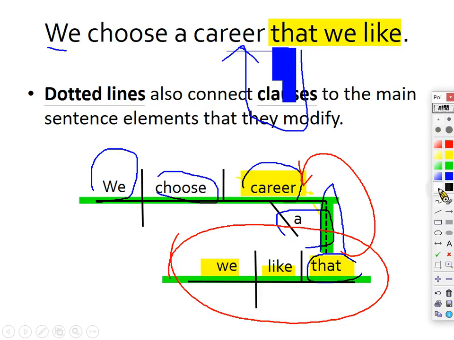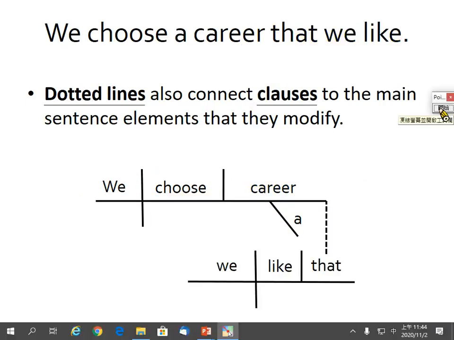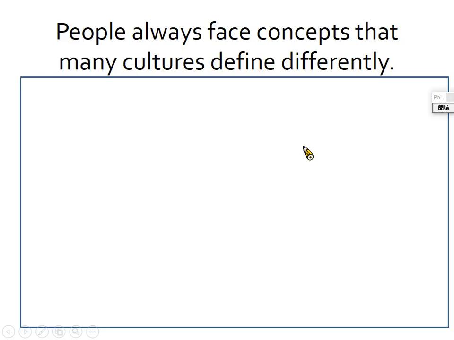So this declaration can be taken off, is that right? Because it's just a declaration. So we choose a career. What kind of career? That we like. "That" refers to career. So we like the career. So we like that. So now we have a complete structure like this. You get it? Okay, in this case, then we can do something like this.